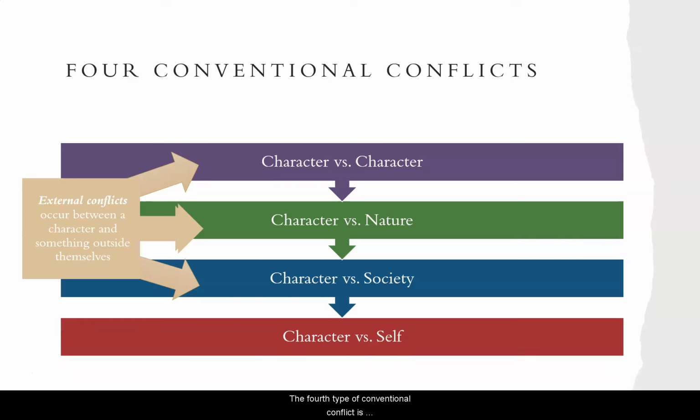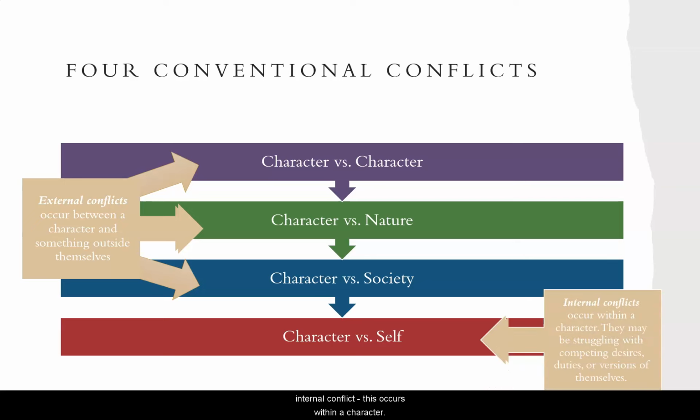Now, the fourth type of conventional conflict is character versus self. This is when a character is struggling with something within themselves. Maybe it's two things that they want, two duties that they have, two versions of themselves, and that's what we call an internal conflict. This occurs within a character, and these are often more challenging to navigate through, but they're oftentimes more interesting, and a lot of times the more complex and comprehensive way to look at conflict.